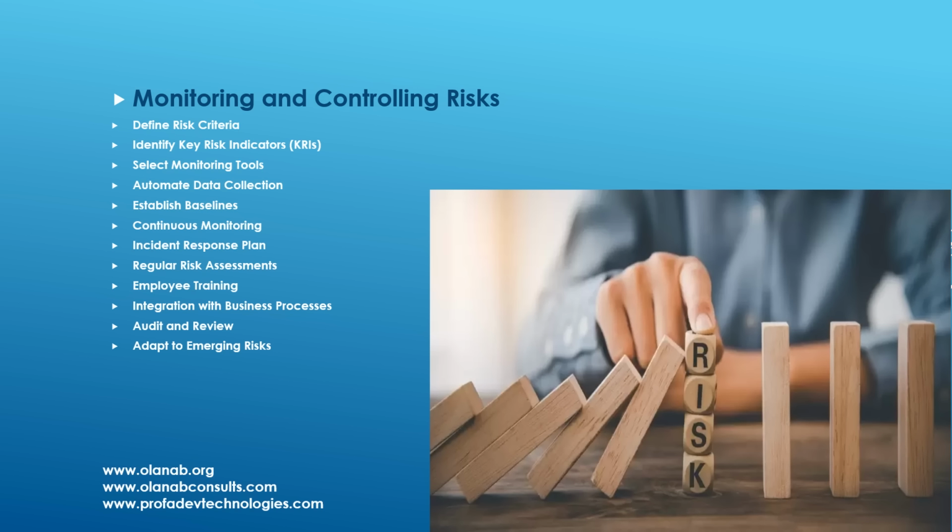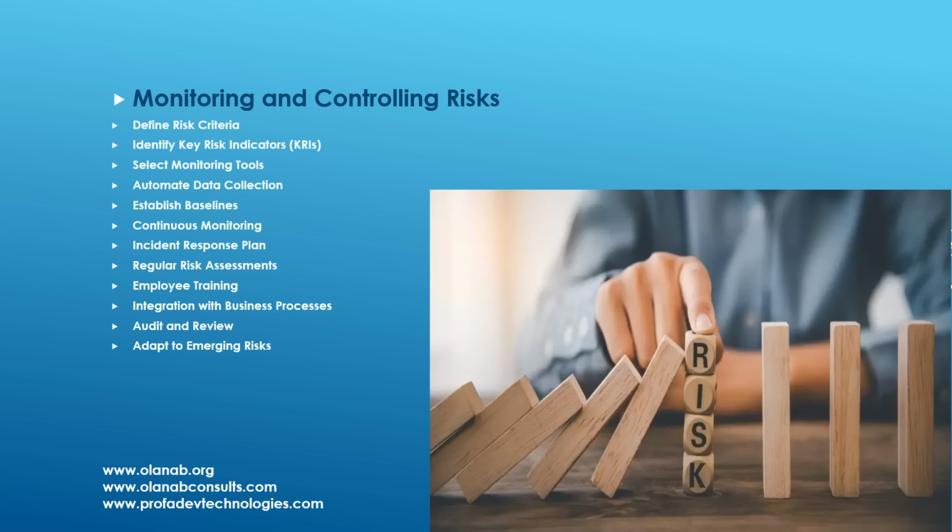The fourth step is to automate data collection. Automate the collection of data from various sources to ensure real-time monitoring. This might involve integrating your monitoring tools with existing systems and databases. Next is to establish baselines. Establish baseline values for your KRIs. Now, this provides a reference point for what is considered normal, making it easier to identify anomalies.